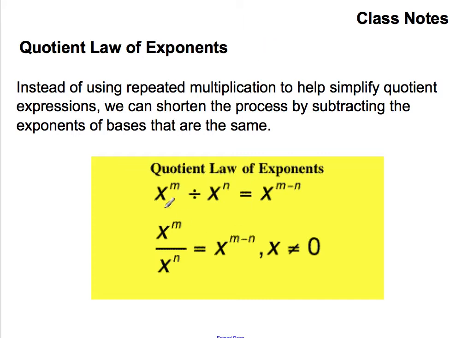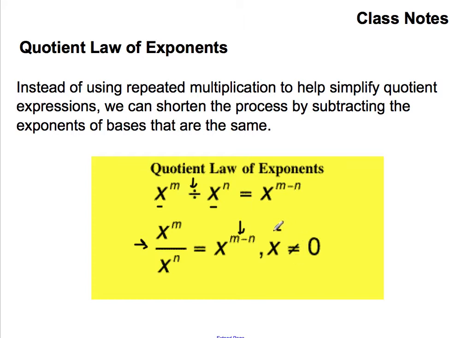Now again, you have to remember that we have the same base here. Okay, this doesn't work if our bases are different. And again, you can write it with a divide sign, or you can write it in fractional form, because that right there means to divide. So x to the power of m over x to the power of n is equal to x to the m minus n, because all we do is subtract the exponents.